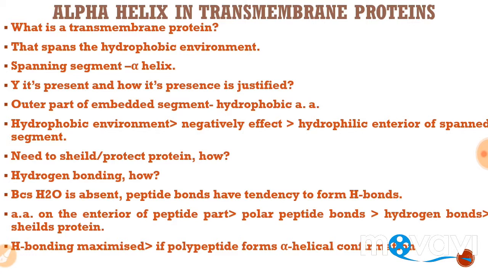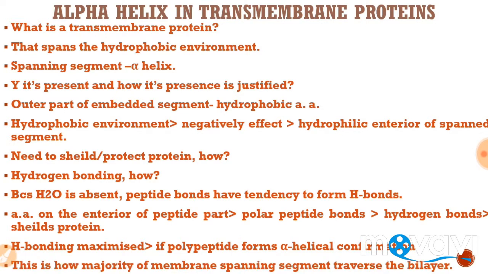This hydrogen bonding is going to maximize, it is going to increase, if the polypeptide chain, which is present outside initially and is now going to enter the cell membrane, upon entering, opts for the alpha helical conformation. It is directly going to increase the hydrogen bonding. So this is how the majority of the membrane spanning segments traverse the bilayer. That is why we say that the transmembrane proteins have alpha helix in them.